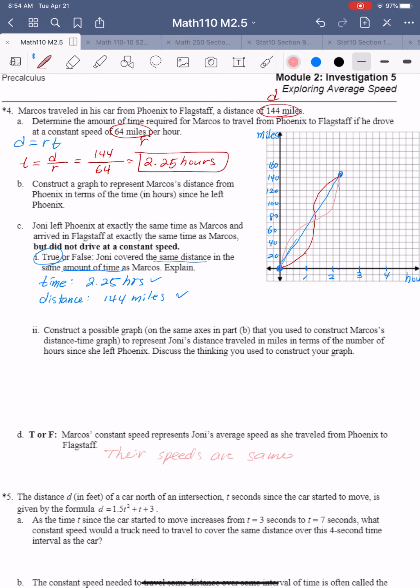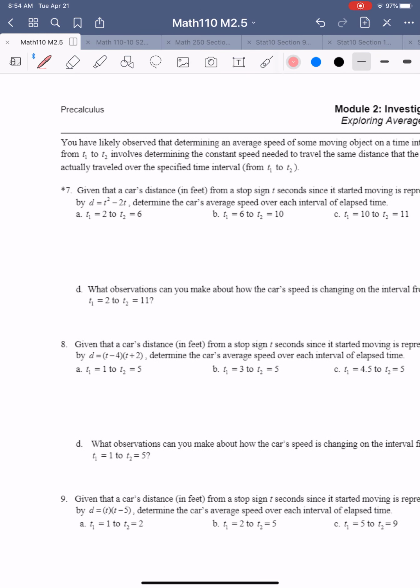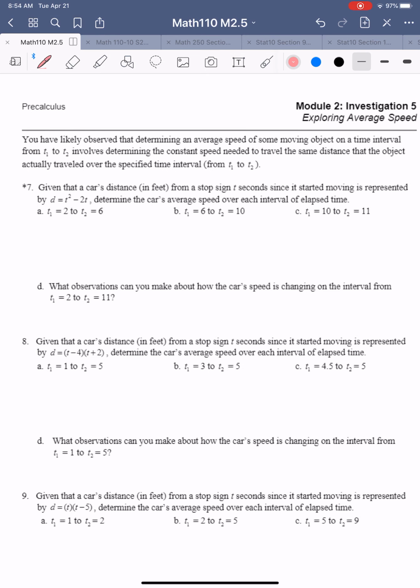Okay. All right. Let's look at number 7, which I just need to complete. So in number 7, given that a car's distance in feet from the stop sign t seconds since it started moving is represented by d equals t squared minus 2t, determine the car's average speed over each interval of the elapsed time. So I'll show you 7a and then you can figure out b and c.